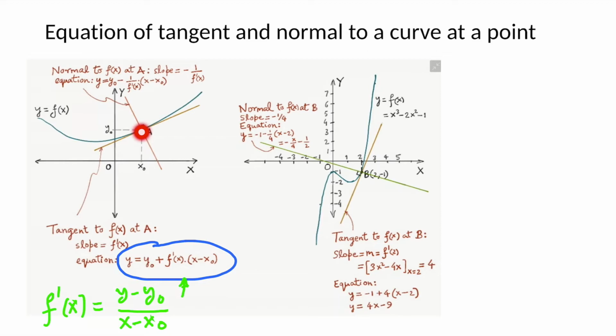And now let's look at the normal. We already know that the normal is perpendicular to the tangent, and both the normal and the tangent intersect at the same point A on this curve. Now from the slope of the tangent, can we automatically find the slope for the normal? That's given here as minus 1 by f prime x. So f prime x is the slope of the tangent. How did we get minus 1 by f prime x as the slope of the normal?